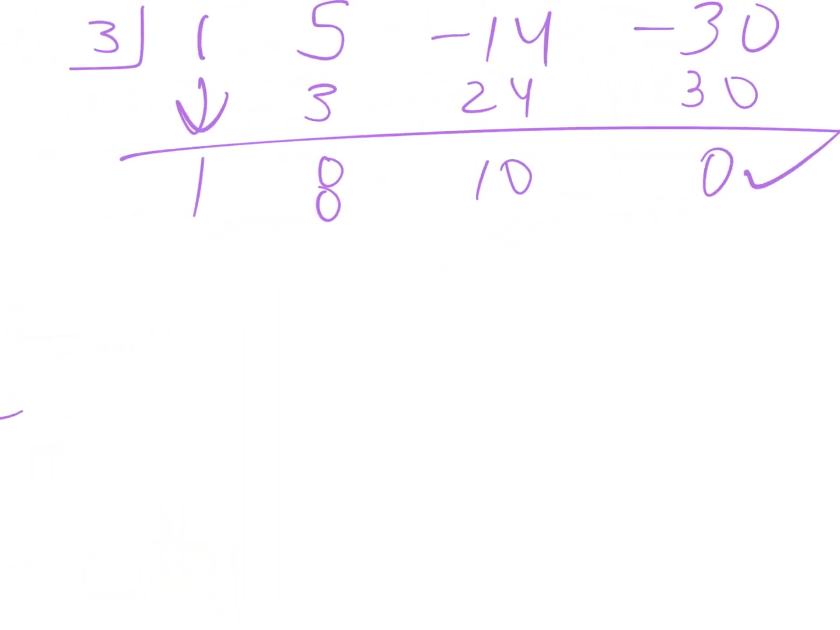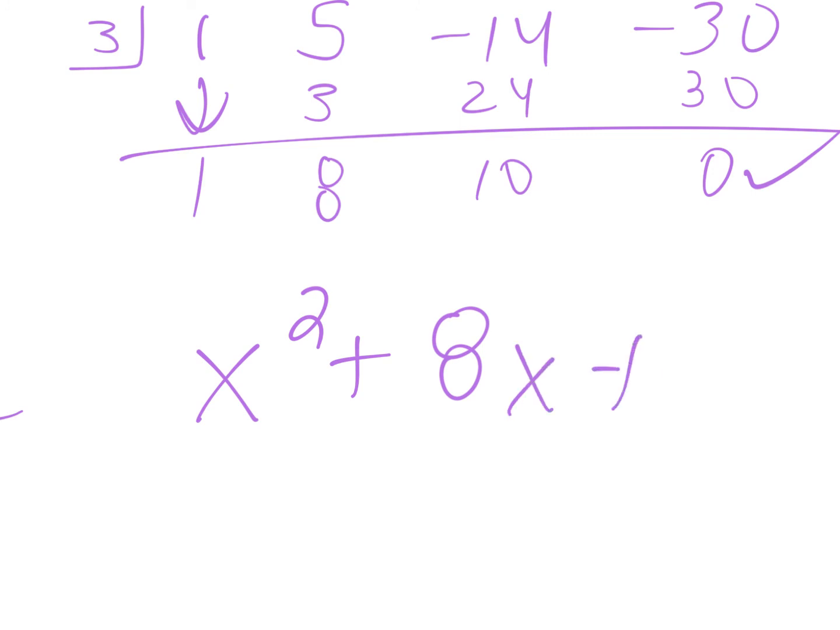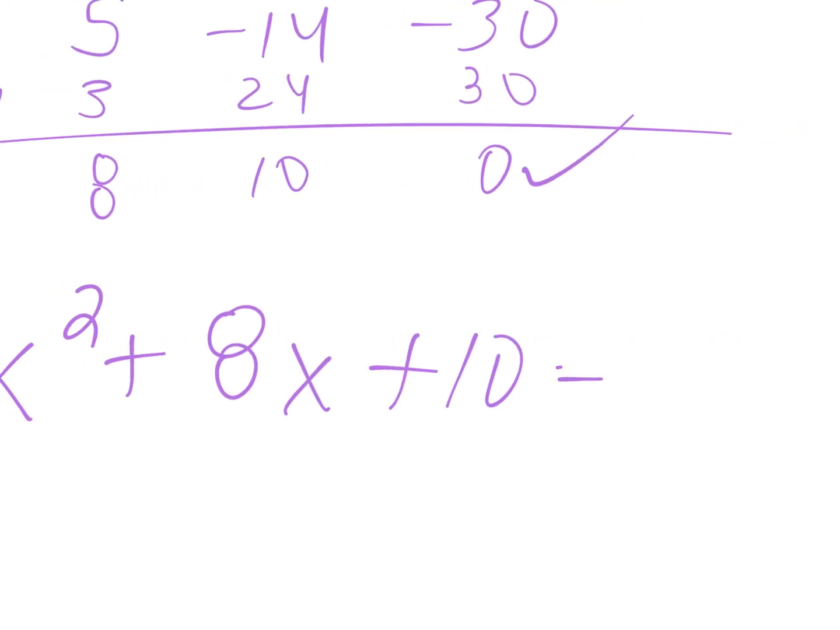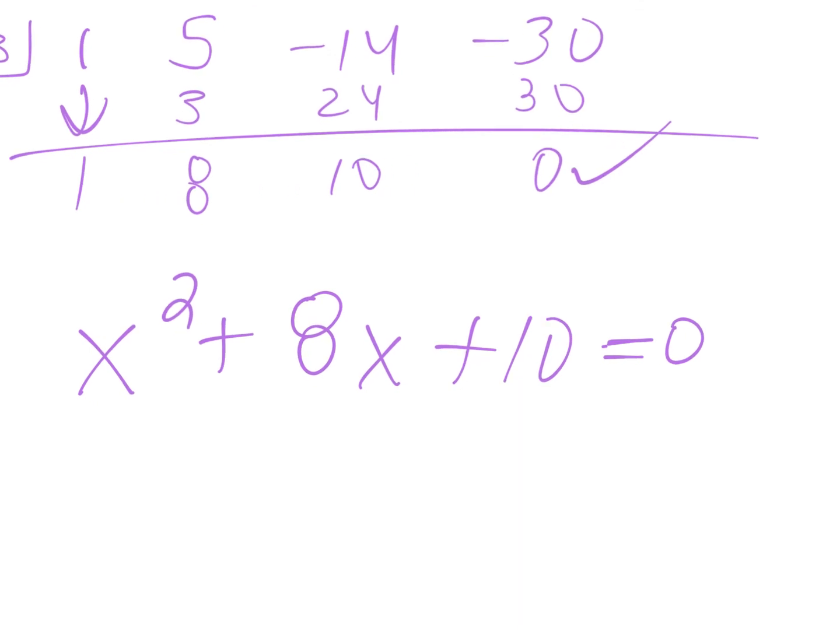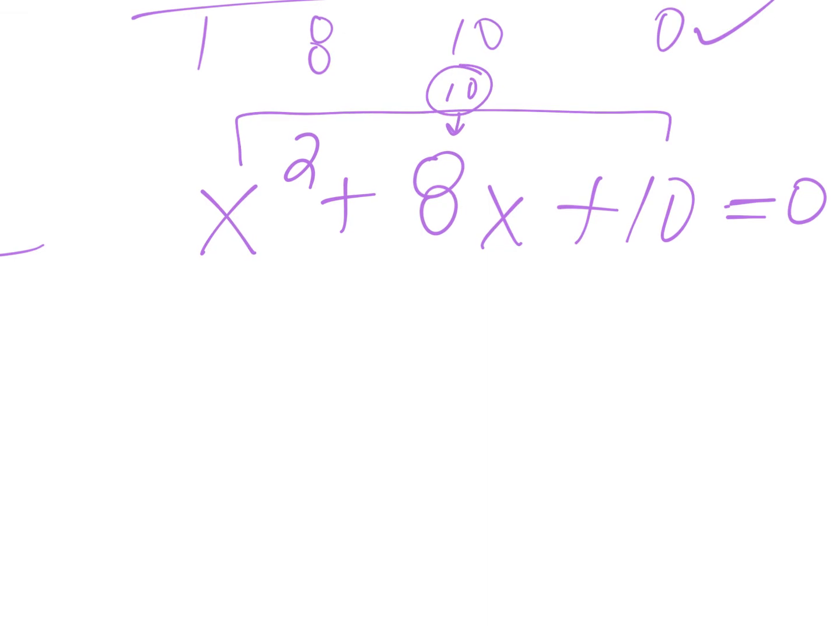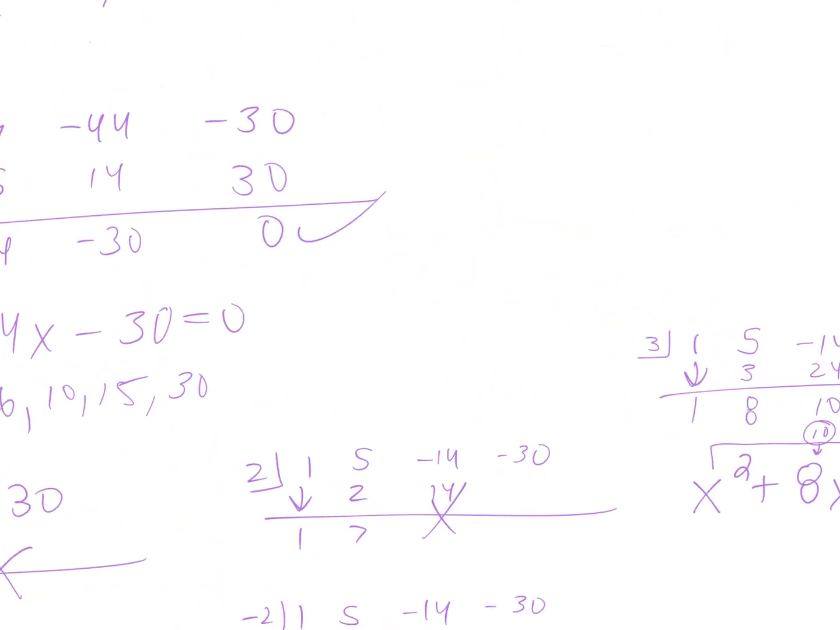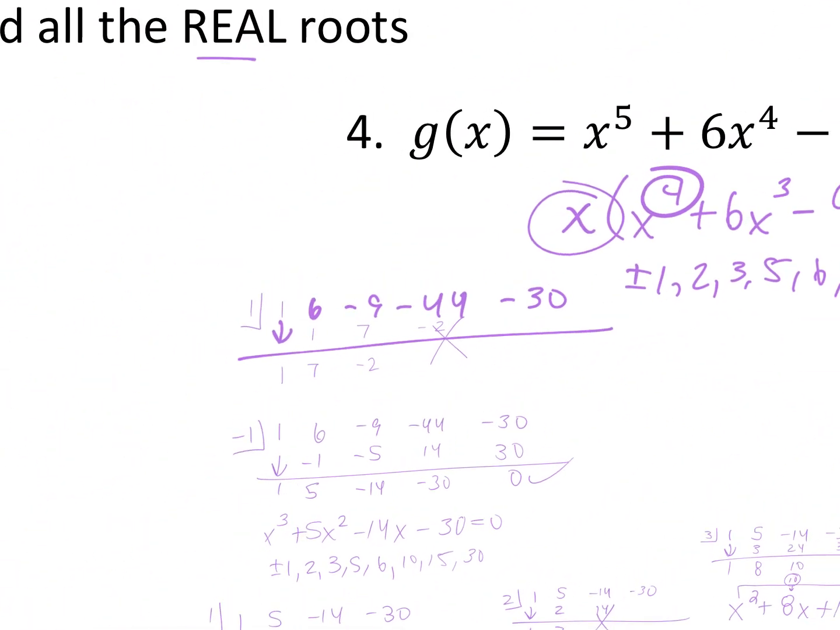So with this remaining polynomial, I have x squared plus 8x plus 10 equals 0. How many more solutions are hidden in here? 2. This is where we go, oh, please factor. What are the factors of 10 that multiply to give me 10 but add to give me 8? They don't. Isn't this hilarious? So what do we have to do here, guys? The quadratic formula.